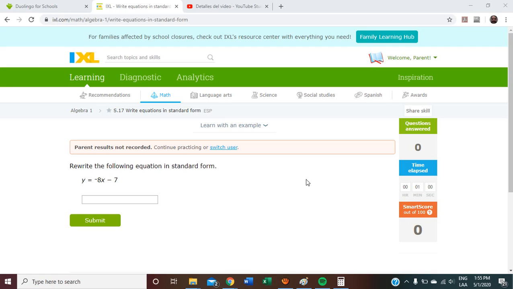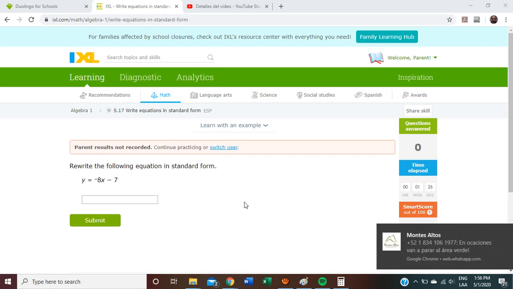Zamora again, and the next activity, which is Algebra 1 S17. Write equations in standard form. Okay, so we have an equation y equals negative 8x minus 7. All right. How do we write this in standard form?